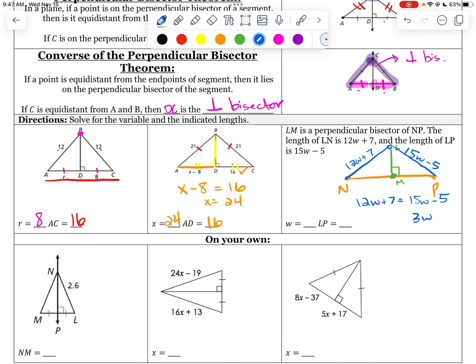So I have a 3W over here, plus 5 gives me 12. W equals 4. And then let's see, LP, which one is it looking for? It's looking for LP. So I can plug it in and get 15 times 4 minus 5. 15 times 4 is 60. 60 minus 5 is 55. And let's triple check because 12 times 4 is 48 plus 7 is 55. Nope, hold on. What have I done? 55. See, this is why we check our work.